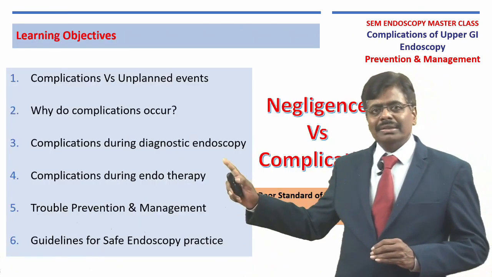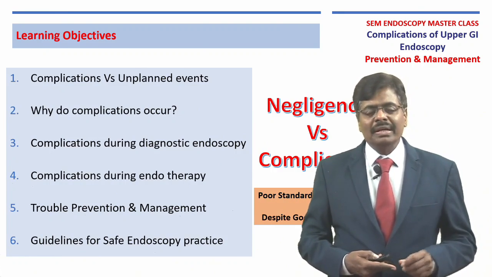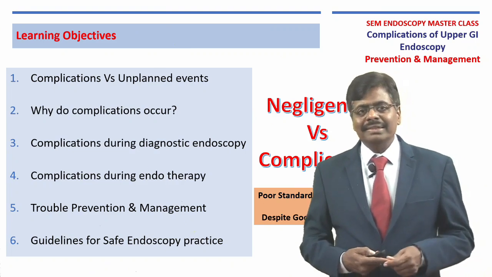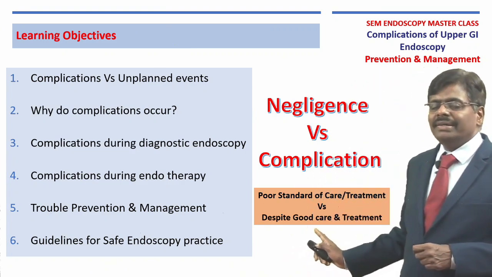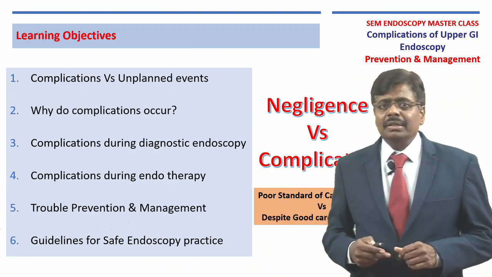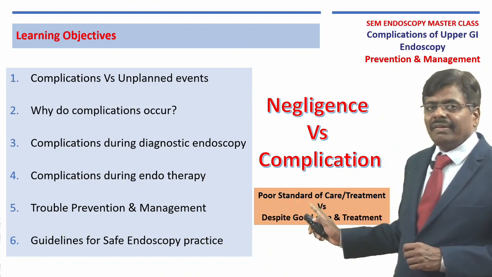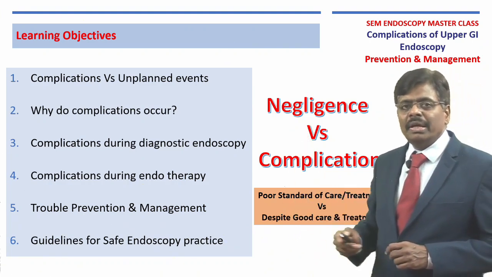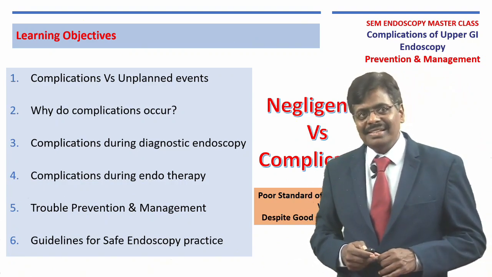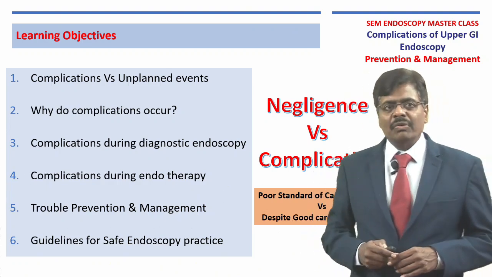All of us should have a good training to make sure that whatever happens, we call it unplanned events. That is, despite good care and treatment, if a complication happens, anybody can have it. But if you get into trouble because of your poor standard of care or treatment, then the court may see it as negligence. So, we do not want to get into the stage of negligence. In order to do that, good training is a must and all the protocols have to be followed.